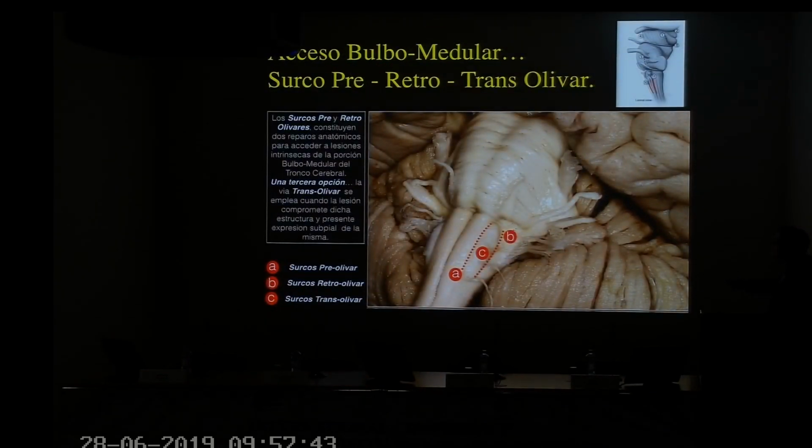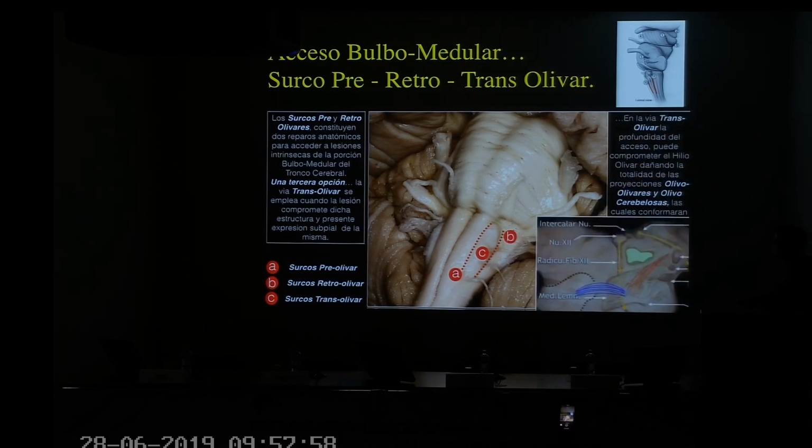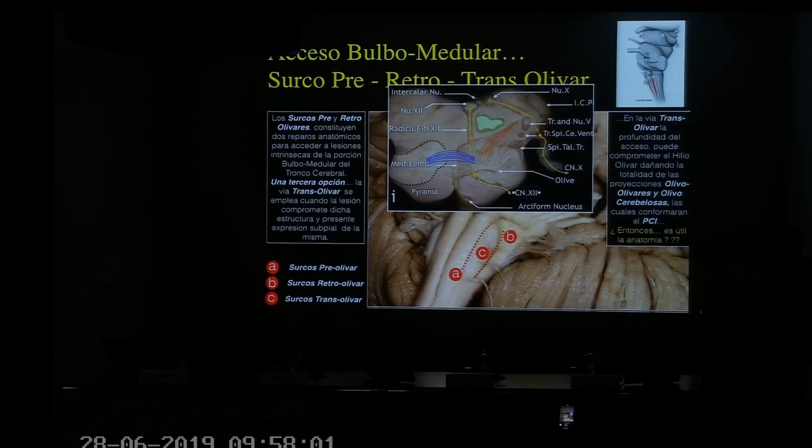To access, with the transolivary approach to this area, you can reach the medulla oblongata through this sulcus, the preolivary sulcus, transolivary access, or postolivary sulcus. It's okay, it's very quick. This is the axial cut at the level of the medulla oblongata. You can see the pyramid. You can see here the olive, totally dissected, the origin of the 12th nerve running from the back of the pyramid in the postolivary sulcus, and here the 10th nerve, preolivary and postolivary sulcus, sorry.